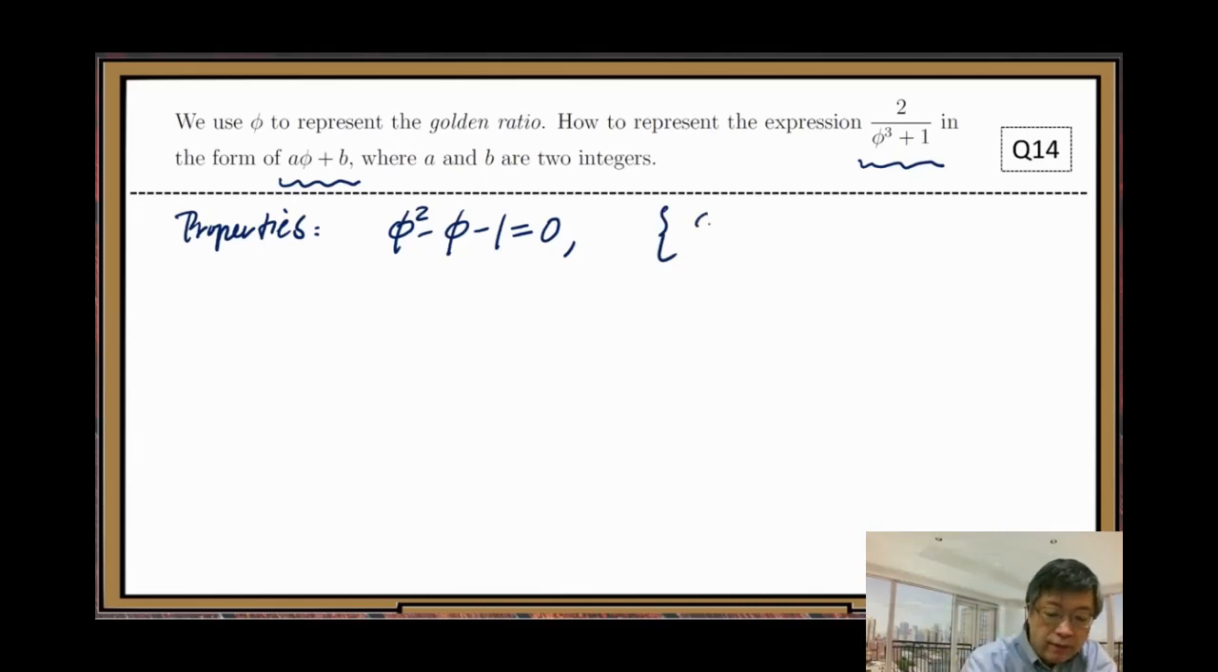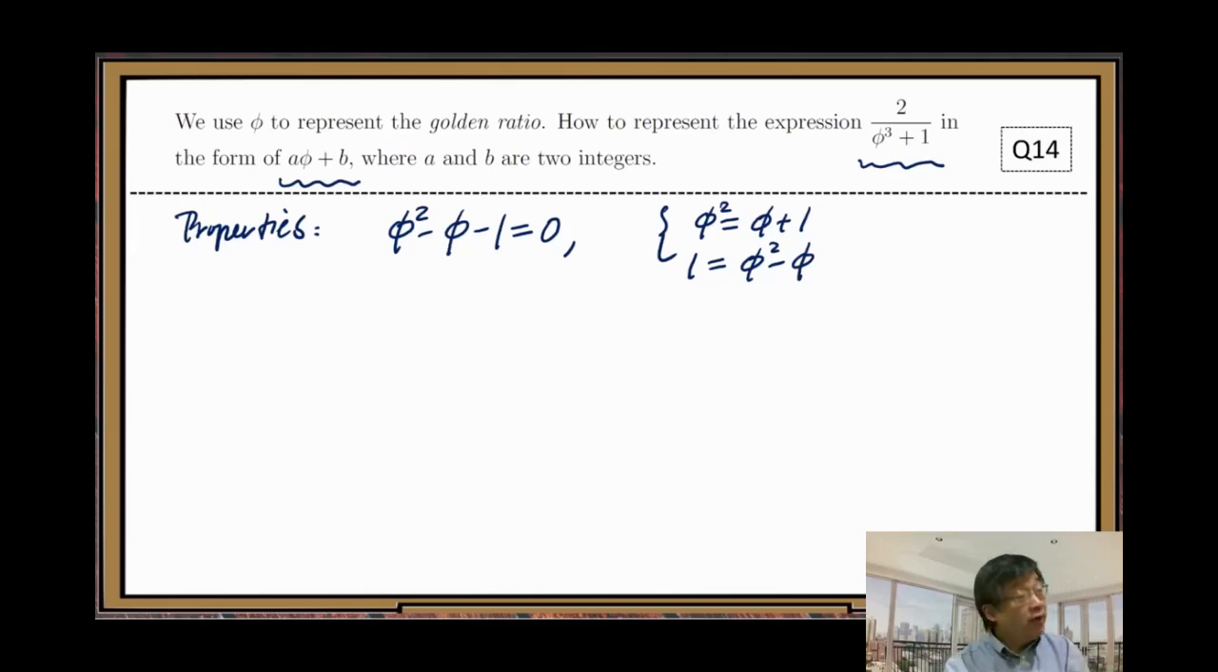The first one, phi squared equals phi plus 1. Second, 1 equals phi squared minus phi. They are equivalent, but sometimes we need to use this one, sometimes we need to use the other one. For this question, we can use these two properties in a smart way. You have to use them in the right way, although you may have several different ways to get a solution. But here, let me just show you one way.